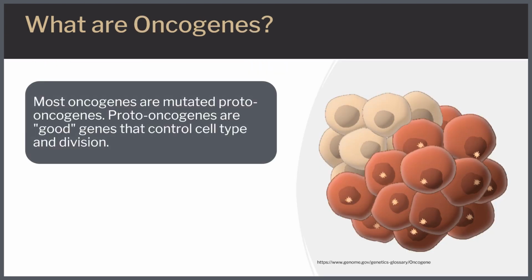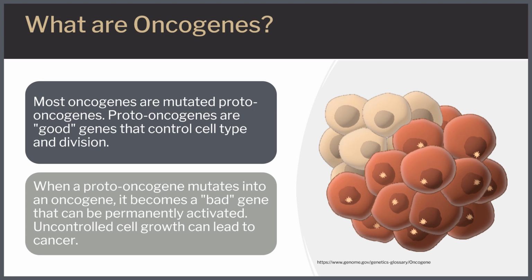Most oncogenes are mutations of certain normal genes called proto-oncogenes. Proto-oncogenes are the good genes that normally control what kind of cell it is and how often it divides. When a proto-oncogene mutates, changes into an oncogene, it becomes a bad gene that can become permanently turned on or activated when it is not supposed to be. When this happens, the cell grows out of control, which can lead to cancer. Oncogenes are mutated forms of genes that cause normal cells to grow out of control.